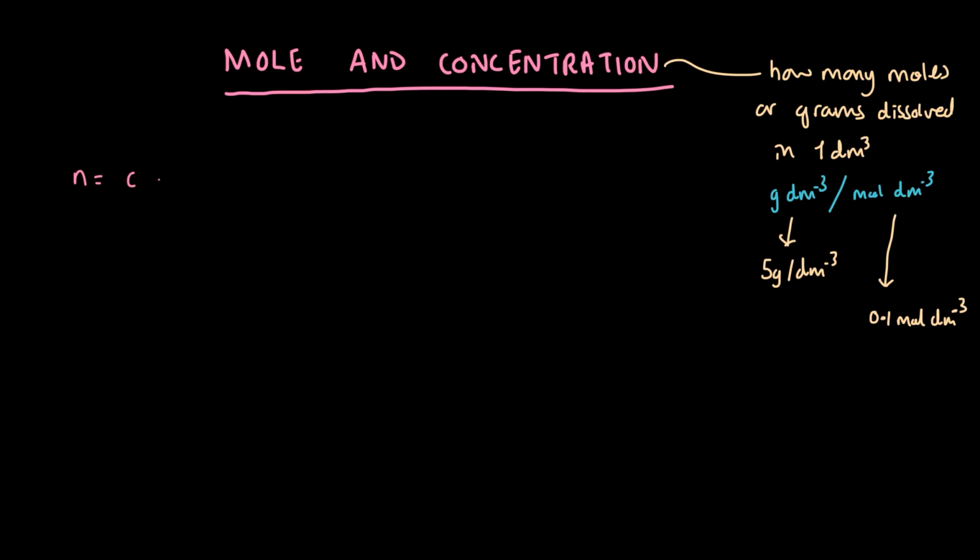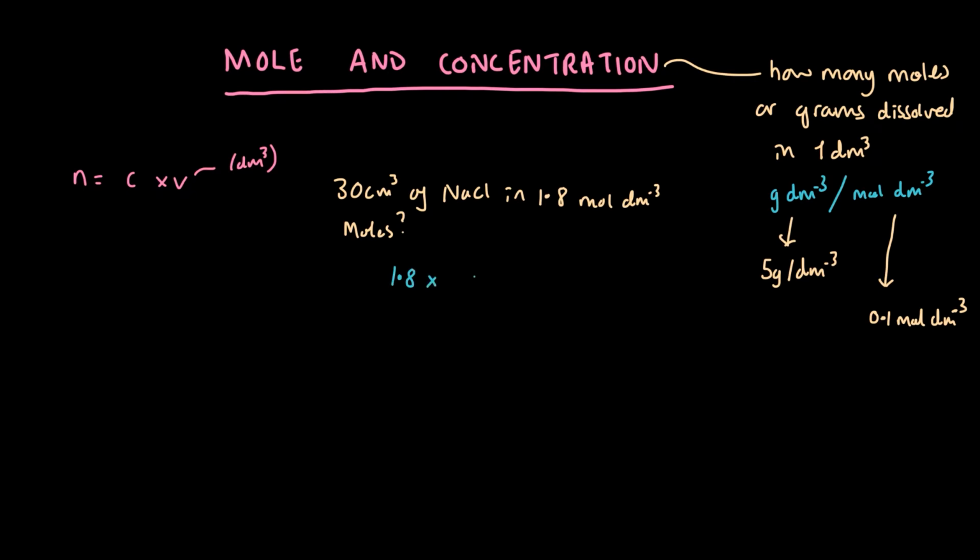Moles equals concentration times volume in dm cubed. So say we have 30 cm cubed of sodium chloride in 1.8 mole dm cubed of solution. How many moles is that? Using the equation, do concentration, which is 1.8, times volume, so 30, but divide this by 1000 since we want the volume in dm cubed, and the answer is 0.054.